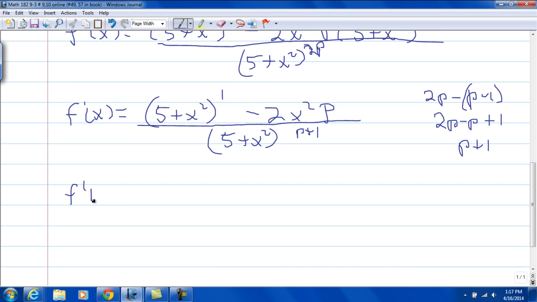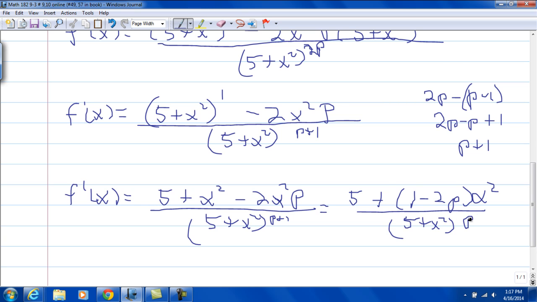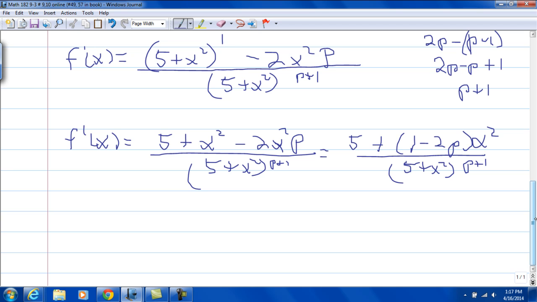And we'd have f prime of x would equal basically 5 plus x squared minus 2x squared p, and the idea is I want to bring these x squared terms together, over 5 plus x squared to the p plus 1. And that's going to be 5 plus, you could say it's going to be 1 minus 2p times x squared over 5 plus x squared to the p plus 1. Okay.